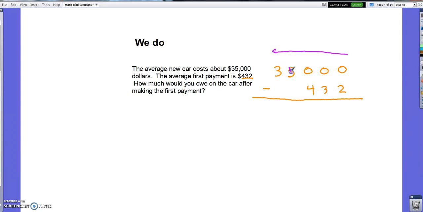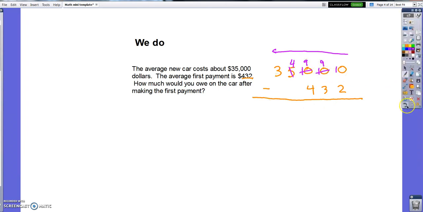I'm going to come all the way to the 5. I'm at the 5,000. I'm going to take one of those thousands to make 10 hundreds. Now I'm not ready to do anything. That's my first step. I'm going to regroup 1,000 into 10 hundreds. I do that so that I can take one of those hundreds and make 10 tens out of it. And the reason I do that is that I want to take one of those tens and make it into 10 ones. And now I can do it.